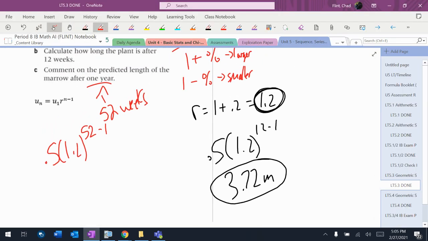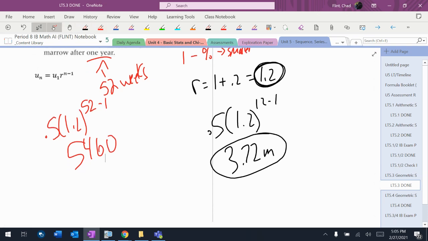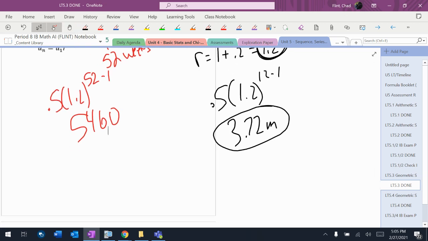5,460, remember that 0 is not going to be significant. It's at the end of a number, and it's not at the end of a decimal. So that's huge. 5,460 meters, if I just think of a meter as pretty much a yard, is 16,000 feet tall. A mile is 5,280 feet. So that's like 3 miles tall.